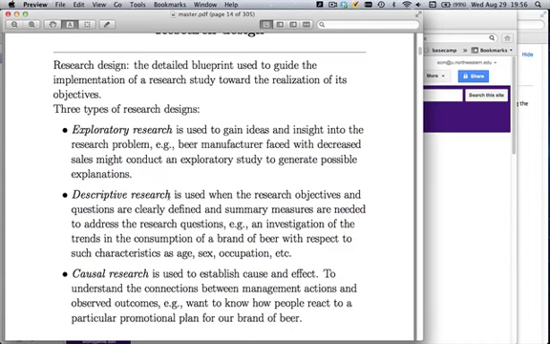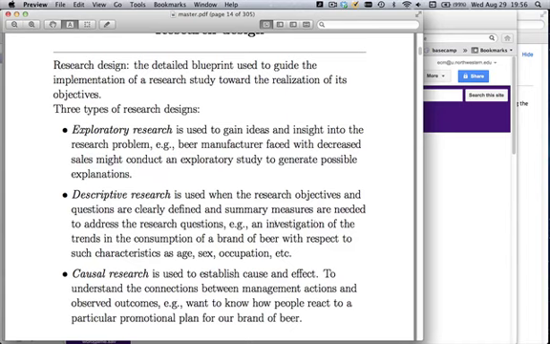Descriptive research is characterized by one key word, and that key word is measurement. We use descriptive designs when we want to measure some quantity. It should be mentioned that if you're going to measure something, you're pretty far along in terms of having some pretty well-defined research objectives.